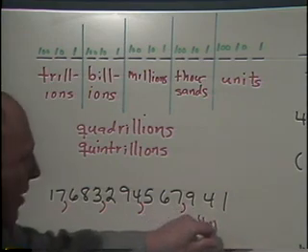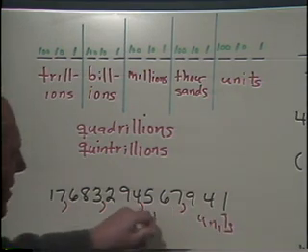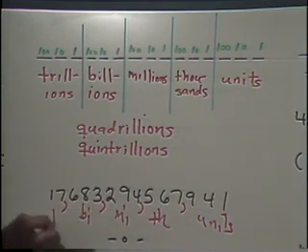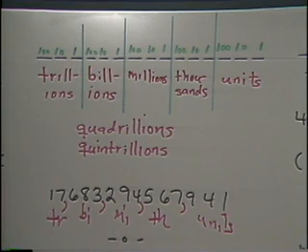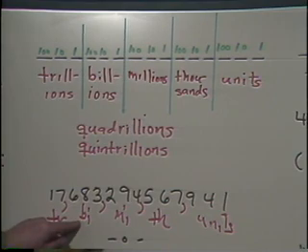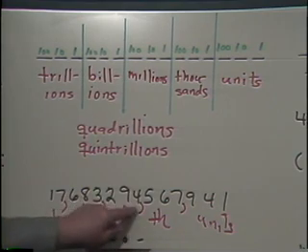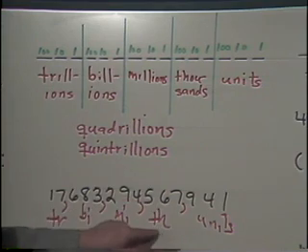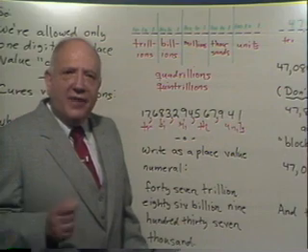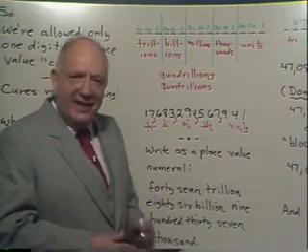See, the first group are going to be the units, then there's going to be the thousands, the millions, the billions, and the trillions. Now, do you see how you read this? What's this number? 17. 17 what? 17 trillion. What's this number? 683. 683 what? Billion. 294 million. 567 thousand. 941 units. You see, your adjectives are never more than a 3-digit number. You get the idea here?